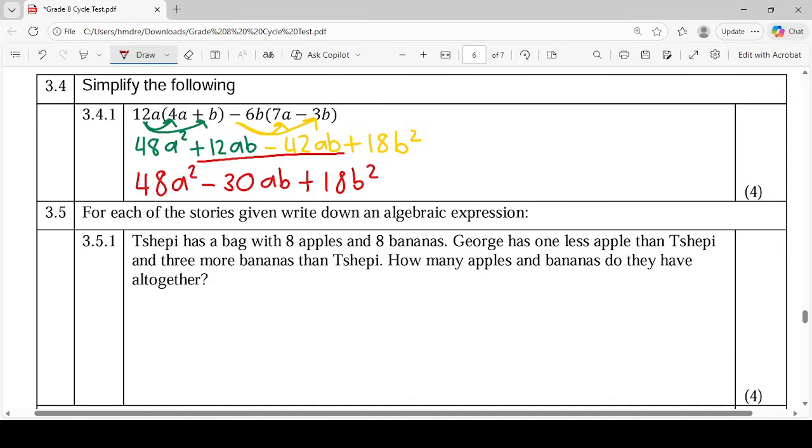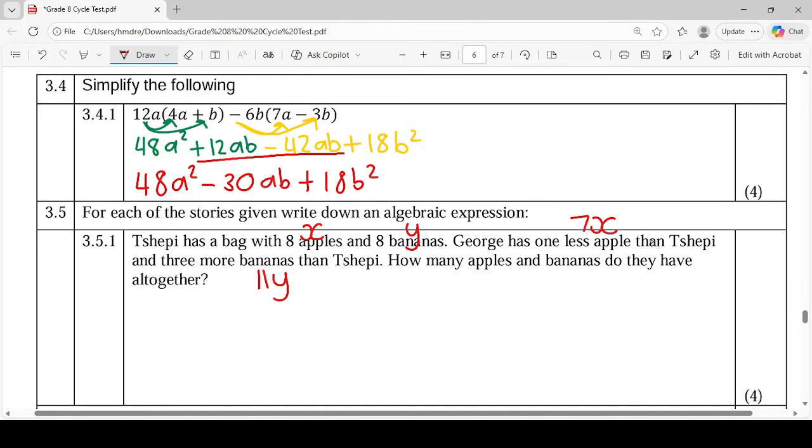And then 3.5, for each of the stories given, write down an algebraic expression. So Cheppy has a bag with 8 apples. So let's say the apples are x. And 8 bananas, let's make them y. George has 1 less apple than Cheppy. Okay, so 1 less apple. So he had 8 apples. George has 1 less, so he has 7 apples. And 3 more bananas. So Cheppy had 8. George is going to have 3 more than that, so he's going to have 11 bananas.